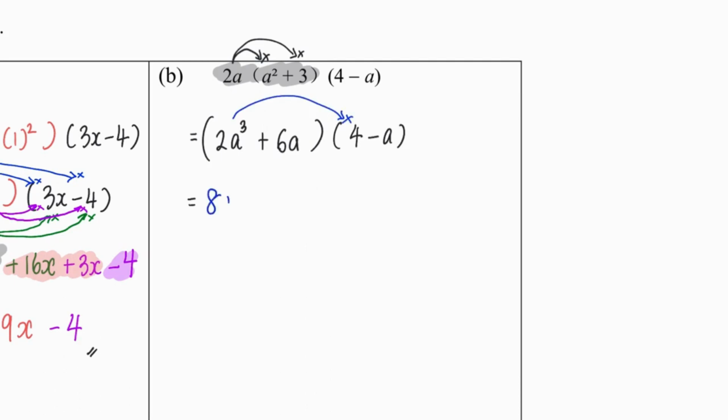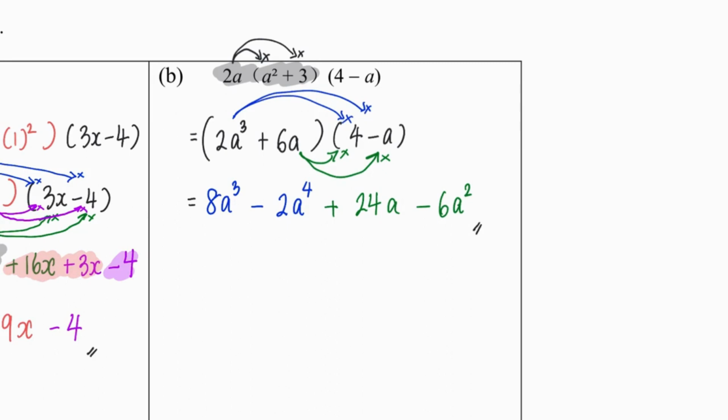I will have 8a cubed, negative 2a power 4, positive 24a, negative 6a square. And since there is no more like terms, this would then be the final answer for this particular example.